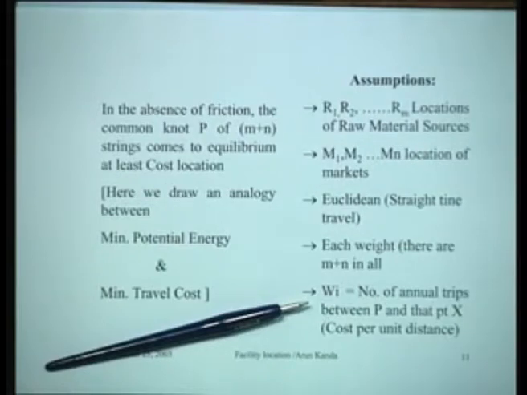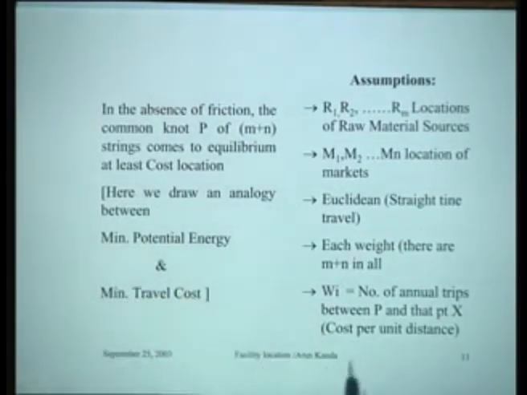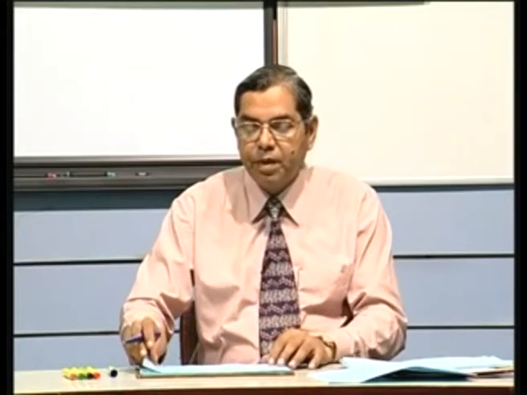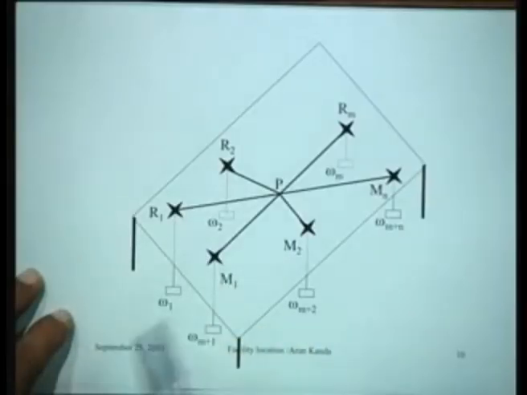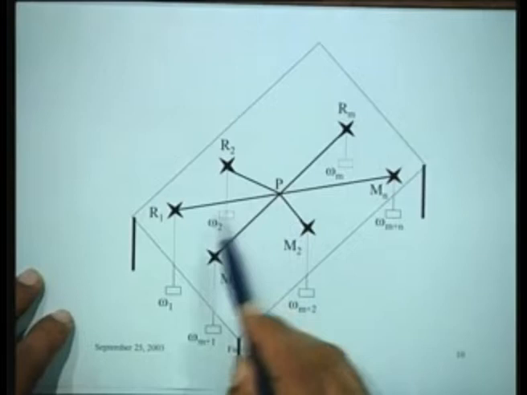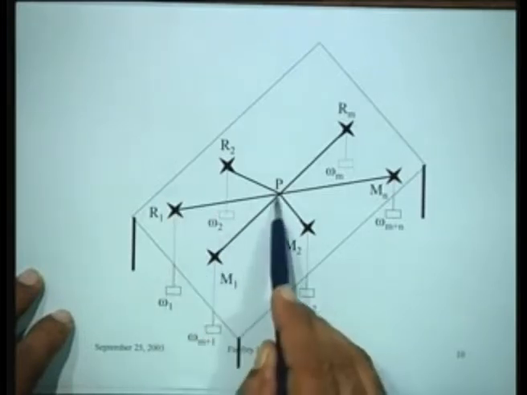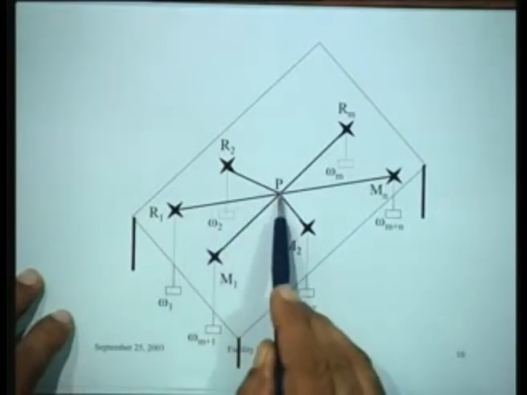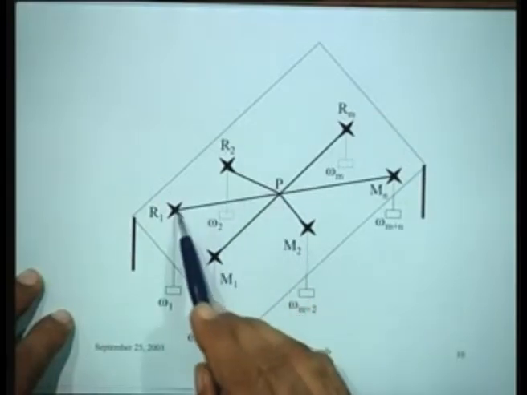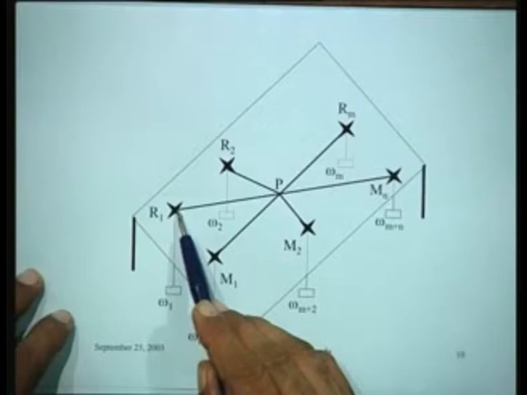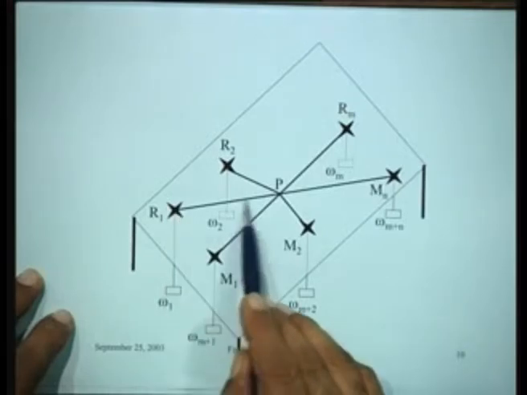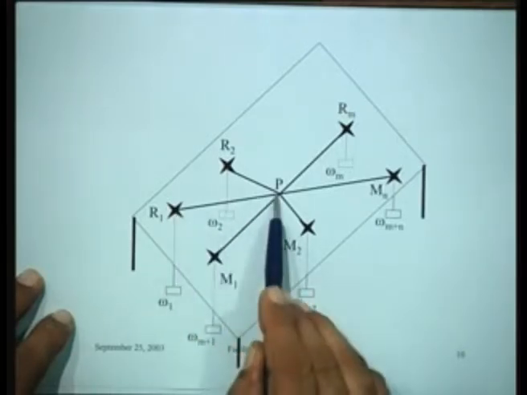Does this make sense? See, you look at this weight. Let's look at the diagram again. Suppose this is a point, a raw material source, and this is the point P, the factory. So what we are trying to say is that the number of annual trips, for instance, if this raw material is to be transported from here to here in trucks, and you expect on the average that there is going to be one truck per month, so in the long run, you are having 12 trucks going from R1 to P in a year.